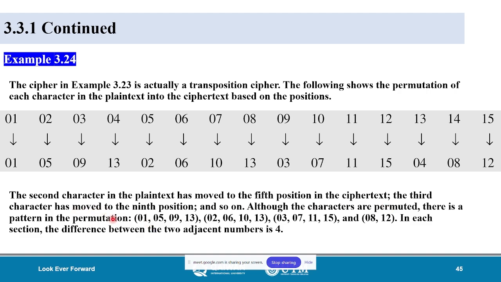So now the permutation pattern is 1, 5, 9, 13, then 2, 6, 10, 14, then 3, 7, 11, and so on. If you take a look here, 1, 2, 3, and 4. Now we got the 5. And 1, 2, 3, and then the fourth one would be 6. 1, 2, 3, now number 7, and so on.